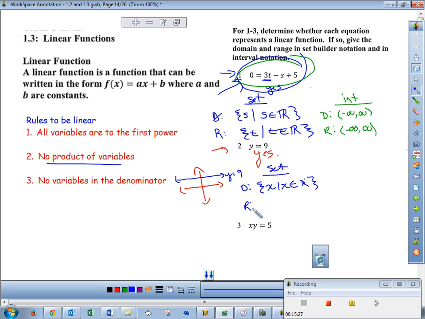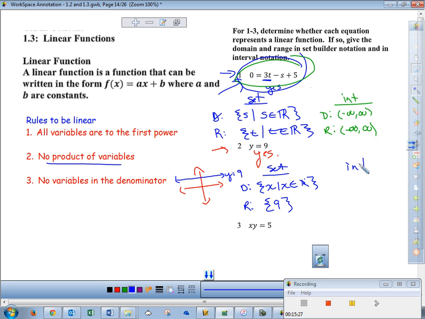Range. That's tricky. How low does this go? 9. How high does it get? 9. You can't say it goes from 9 to 9. You can't have the same boundaries. The range is only one thing. It is 9. It's not the set of all y's such that y equals 9. It's just 9. If you were to graph that and look at your table of values, the y value would always be 9. That's the range.